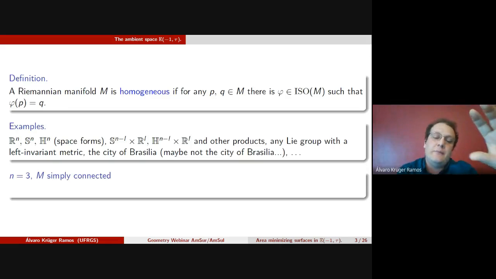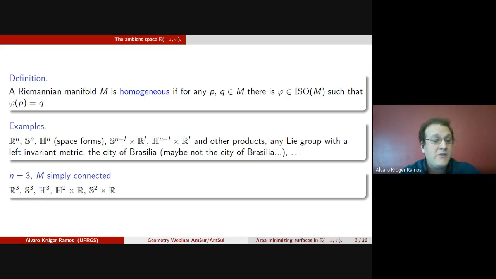And let me give you examples in dimension 3, which is the main focus of my research. I love dimension 3 because I can draw pictures of it. And to simplify, I will choose M to be simply connected. So we have the space forms R3, S3, and H3. So S3 is the sphere of constant positive curvature 1. H3 is the hyperbolic space of constant negative curvature -1. And you have product spaces H2 cross R and S2 cross R. You have a bunch of many non-isometric Lie groups, and that's it. Those are the simply connected homogeneous 3-manifolds of dimension 3.